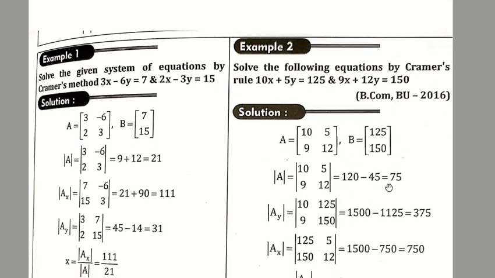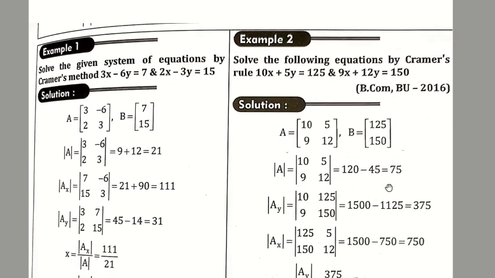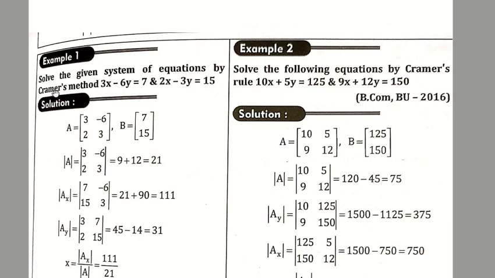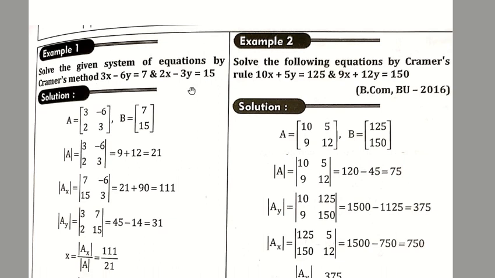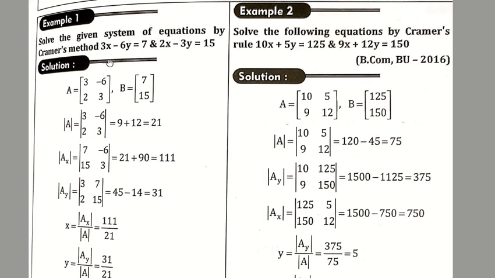Now let us move on to the next topic, which is Cramer's rule. So our next question, solve the given equation by Cramer's rule. In Cramer's rule, basically you have two equations given. You're supposed to find out the value of the variables. How many variables do we have in the question? x and y. So we're supposed to find out the value of the variables.